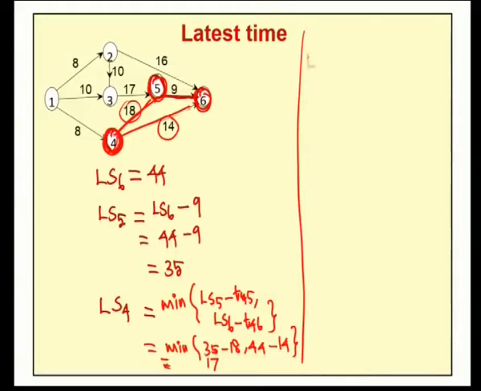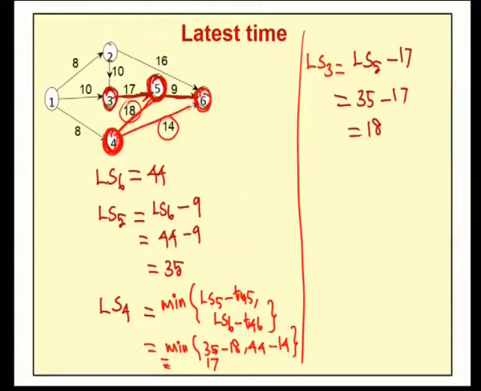Next we have to compute the latest time for node 3, LS3. If we consider node 3, there is only one outgoing activity, namely 3 to 5, which takes 17 days. Therefore, LS3 is LS5 minus the normal duration 17. Now, LS5 is 35 minus 17, which is 18. So, the latest time for node 3 is 18.